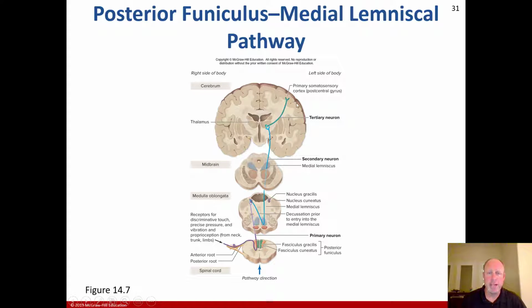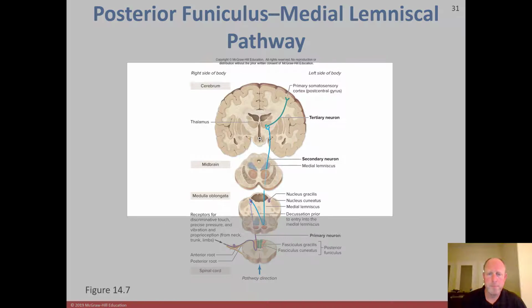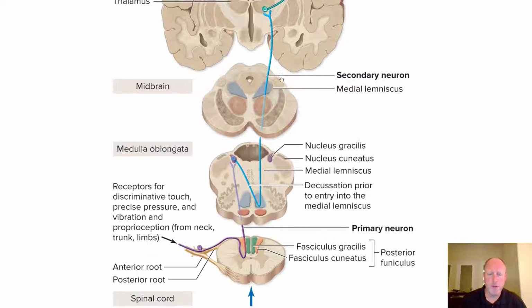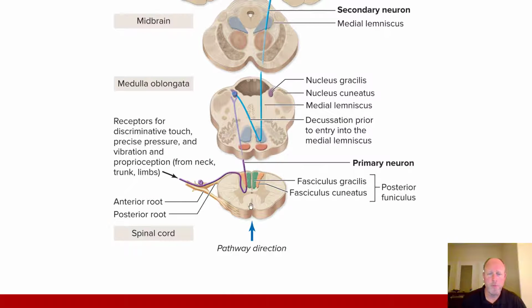So here we have that exact pathway, from the primary somatosensory cortex, postcentral gyrus, going backward here, the tertiary neuron, basically the thalamus here, and we have that pathway. Let's start from the beginning here, rather than going the wrong way for you. Even though it made sense from top to bottom, we'll go bottom to top.